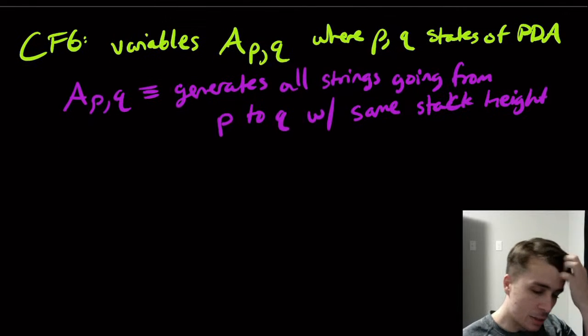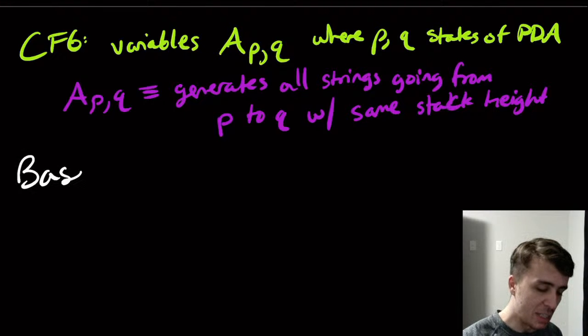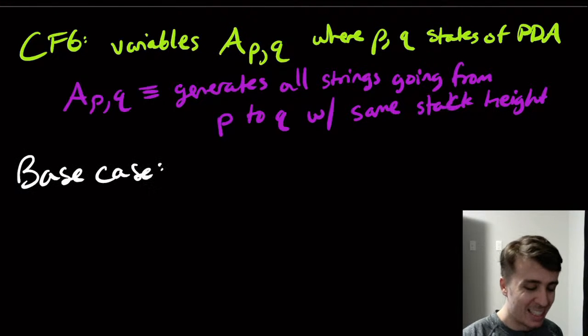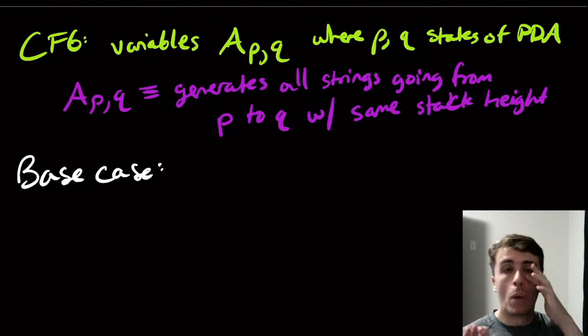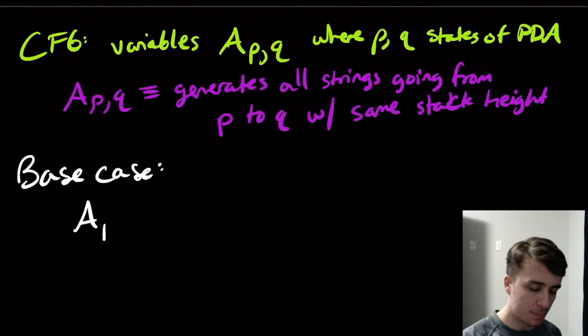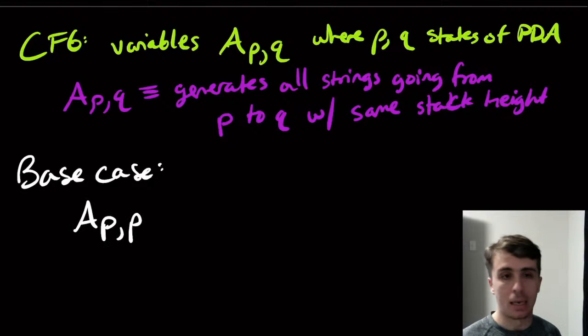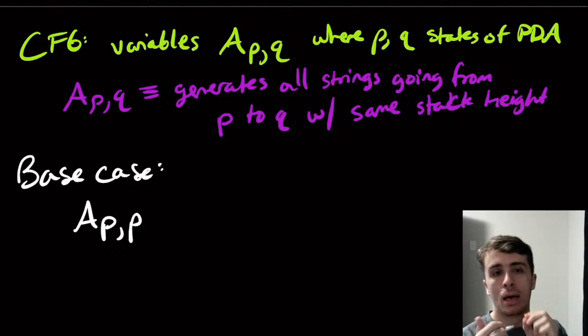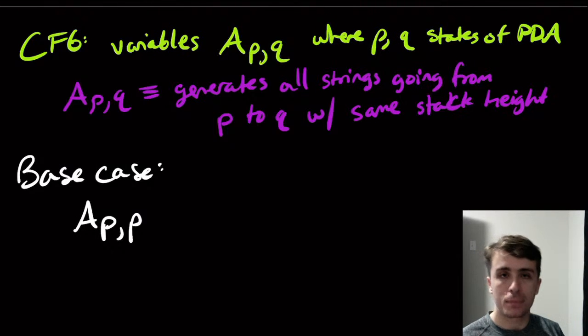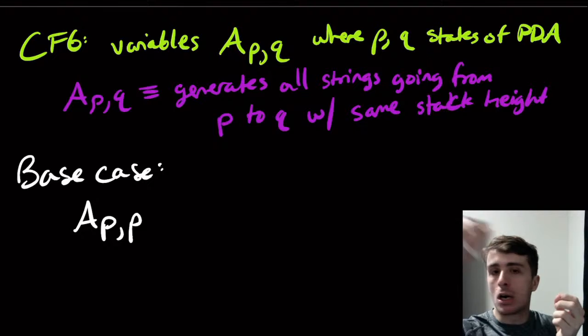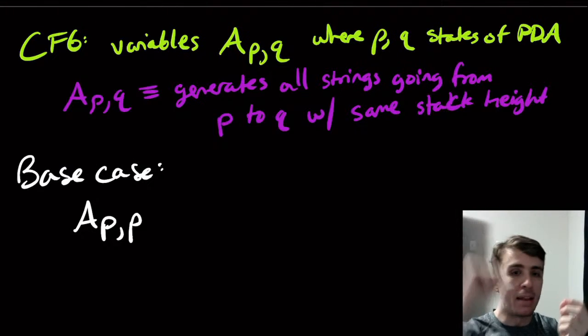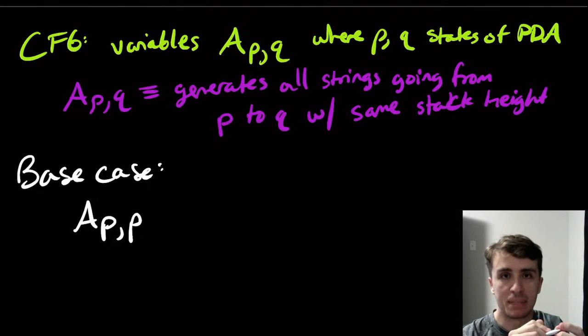Okay, so what are we going to actually do here? So the way to handle this is with simple base case analysis. What is the base case in this case? So the base case here is when we have the same state in the two subscripts. So A sub P, P. Well, here what this means is all the strings that go from state P to state P with the same stack height. And there may be some really convoluted route that goes through the PDA and then eventually comes back to with the same stack height.